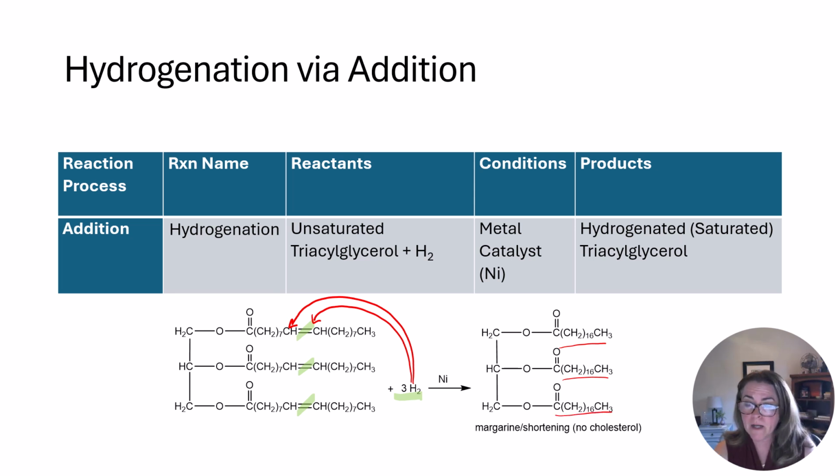If you remember back to the fats versus oils, unsaturated fats generally tend to be oils, whereas saturated fats tend to be fat or solids at room temperature, whereas unsaturated tend to be liquids at room temperature. This is what allows for vegetable oil to be turned into something solid like margarine or shortening. So now you've got 3 chains that are all saturated, which means that they can stack up on each other and give us a solid form.